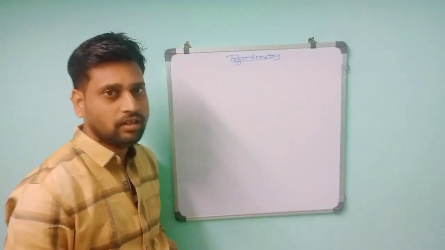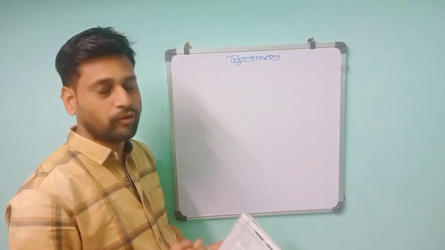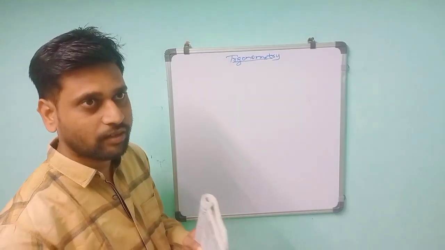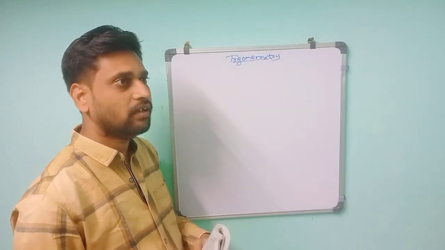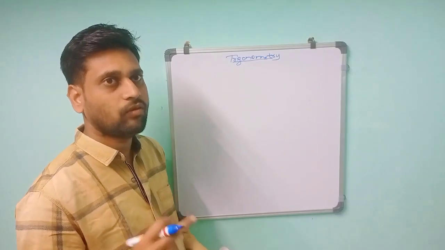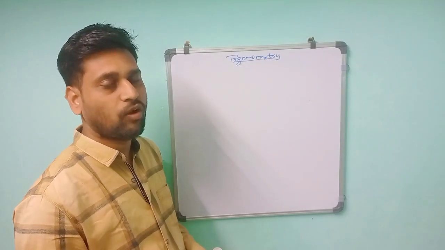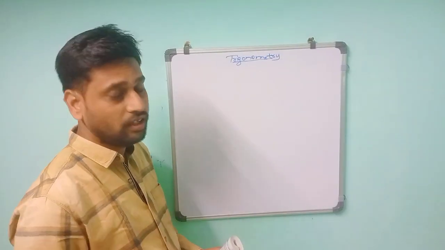I will repeat once again. Sine theta is equal to opposite by hypotenuse. Cos theta is adjacent by hypotenuse. Then tan theta is opposite by adjacent. The reverse of sine is cosec, the reverse of cos is sec, and the reverse of tan is cot. Like that, there are 6 formulas.